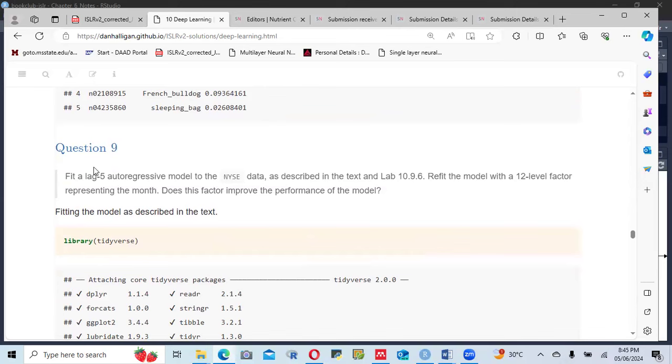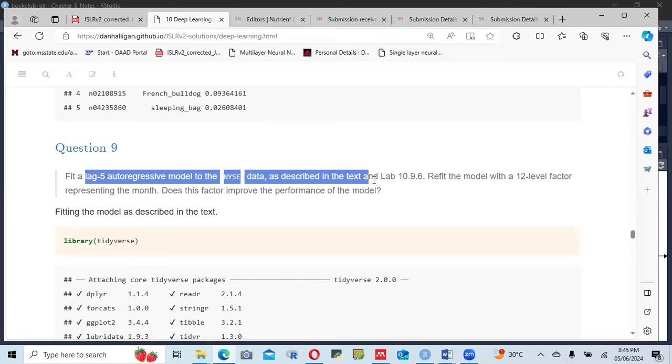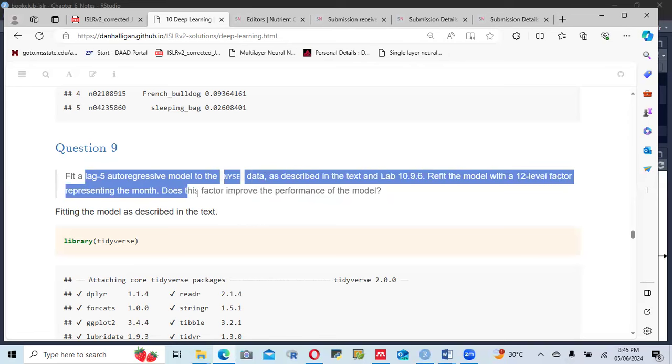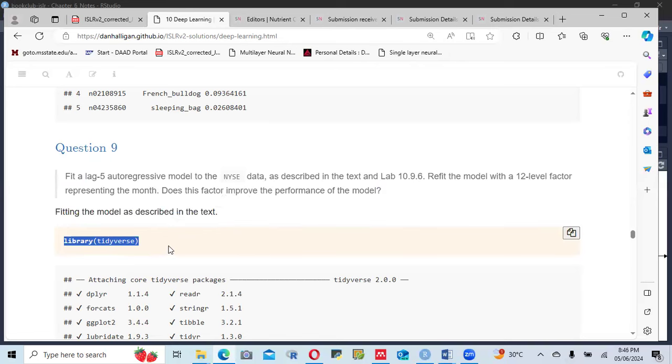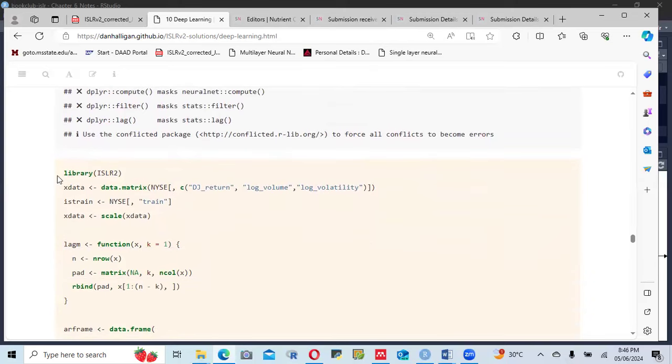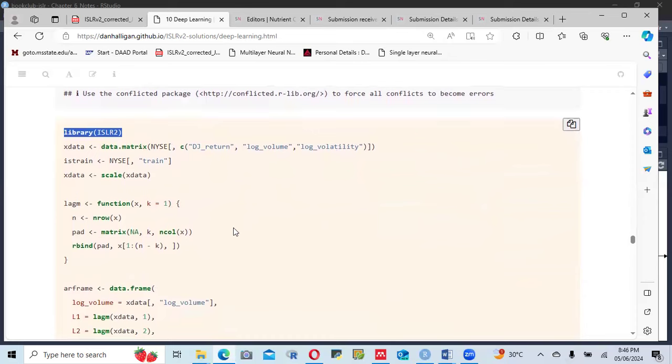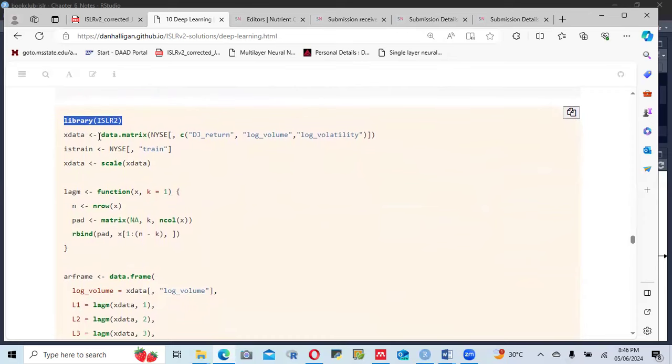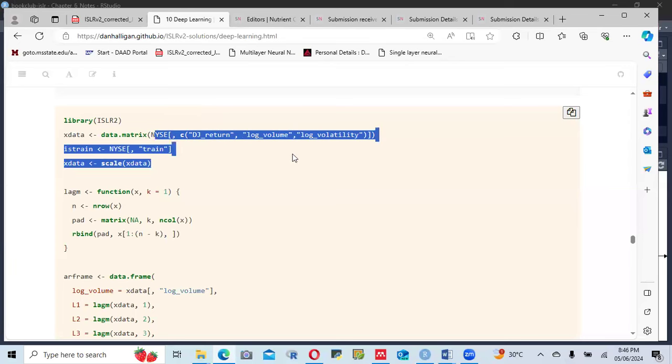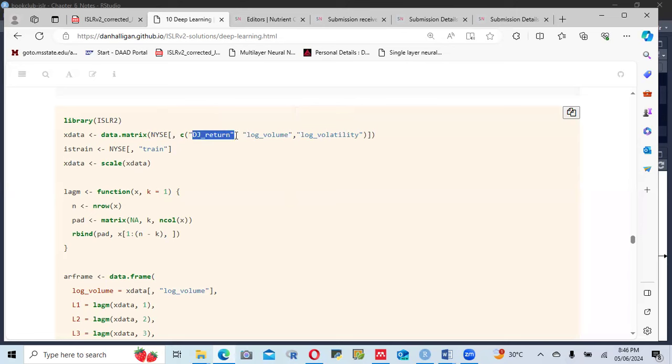So, question nine. They say we should fit a lag 5 autoregressive model for the NYSE data as described in the text lab and refit the model with a 12-level factor representing the month. Does this factor improve the performance of the model? So, fitting the model as described in the text, we have library tidyverse, and we run our ISLR2 library, then the data matrix. Okay, we specify all our terms: DJ return, log volume, and log volatility. Then istrain, so these are the training data set we use to train our model.